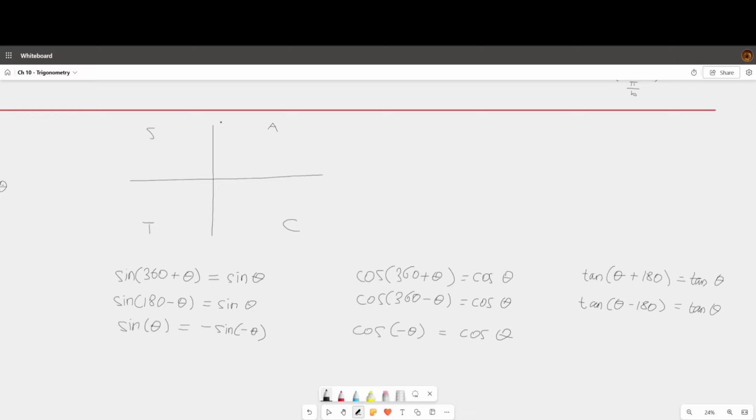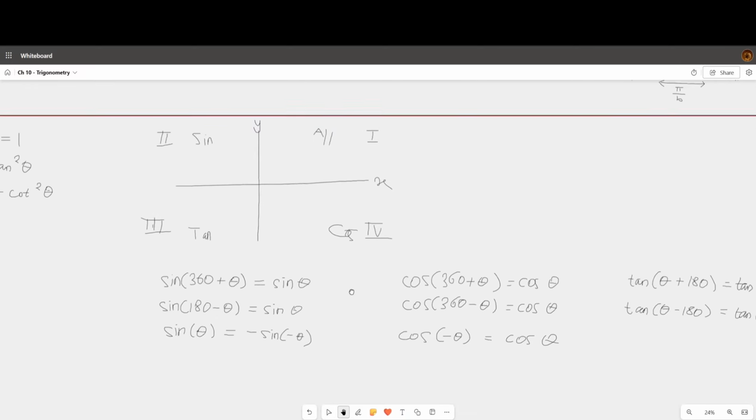If you'll remember, this is the x-axis, this is the y-axis, and this is the first quadrant, second quadrant, third quadrant, and fourth quadrant. In the first quadrant, A stands for all, which means that all the functions are positive here. We'll come to what that means. In the second quadrant, S stands for sine, which means that only sine is positive here. The third is tan, meaning that only tan is positive here. And the fourth is cosine, which means that only cosine is positive here. So what does that actually mean?